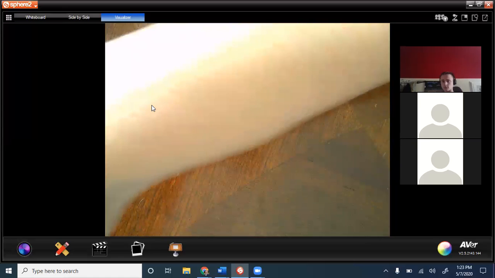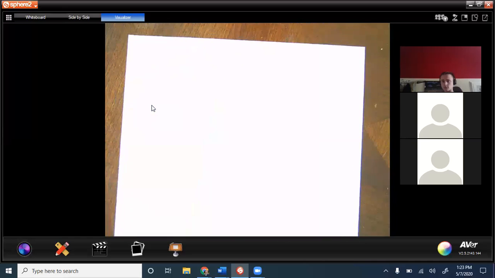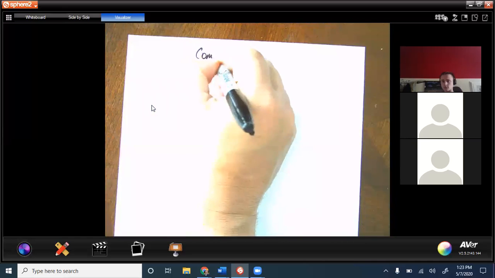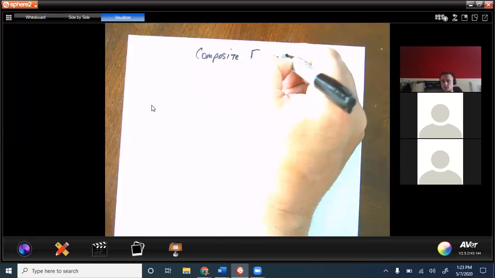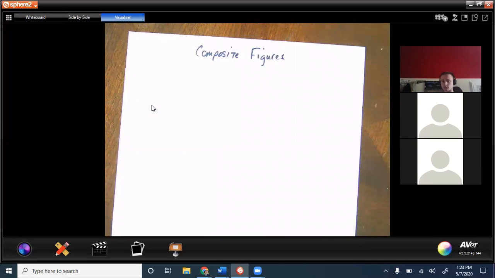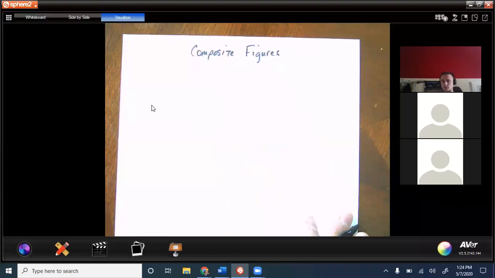Some of the problems that are common in this section are what are called composite figures. Now, that's not a new term for us. When we were doing area of different figures, we had a whole section on composite figures, and we did it on the graph board, and we found the area of this section and this section and this section, and then that gave us the entire area.